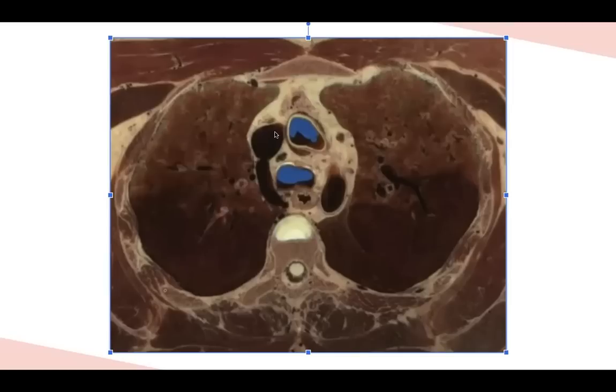Second of all, we can see the structure right here. Does anyone know what this is? The superior vena cava. Yes. And it has something draining into it. What would that be? Azygous vein. Yes. So does anyone know where the origin of the azygous vein is? So I can see this connection. This is the superior vena cava. This is the drainage of the azygous vein. Where is the actual azygous vein?